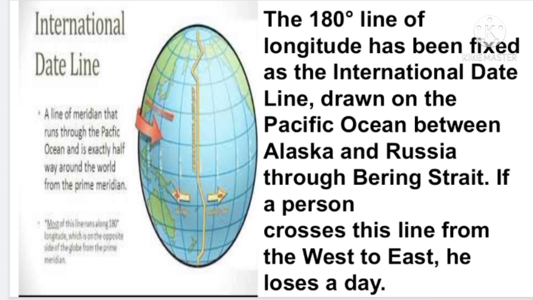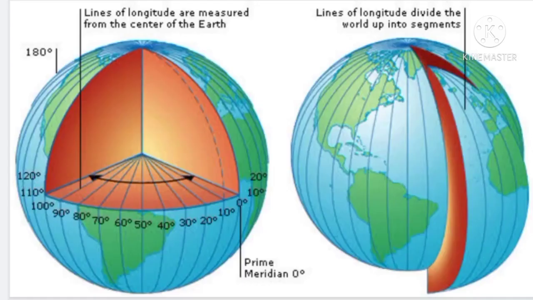Students, the international dateline was established in 1884. It passes through the mid-Pacific Ocean and roughly follows a 180 degrees longitude north-south line on the earth. It is located halfway round the world from the prime meridian. The 0 degrees longitude is established in Greenwich.